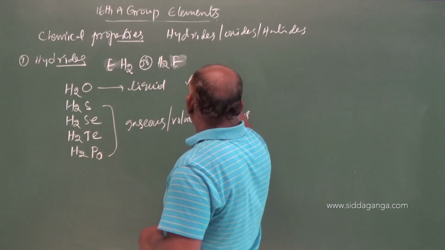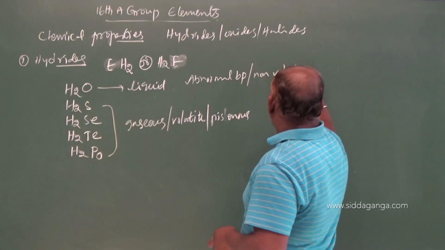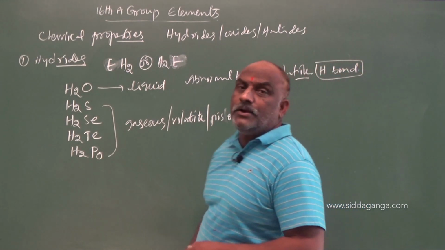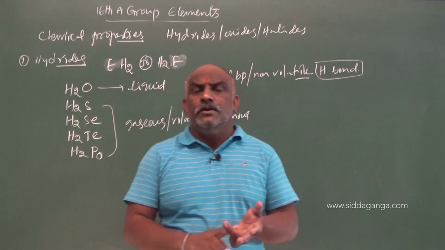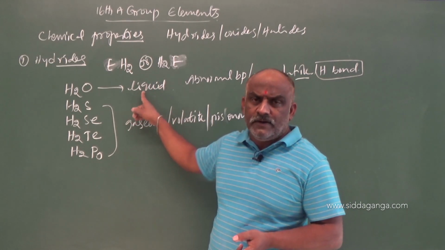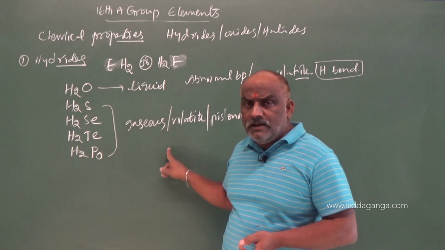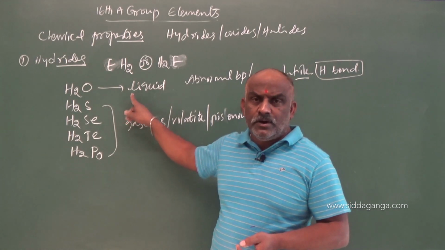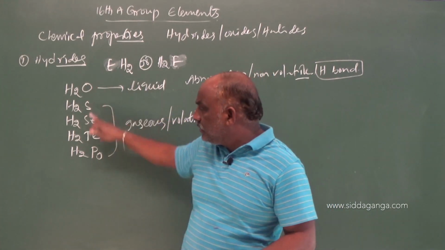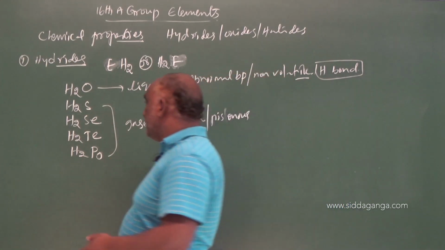Abnormal boiling point and non-volatility can be explained by intermolecular hydrogen bonding. Due to the intermolecular hydrogen bonding, water is liquid. Remaining all are gaseous, remaining all are poisonous, remaining all are volatile. Water is non-volatile and not a poison. Water is a liquid. While coming down the group, from H2O to H2Po.